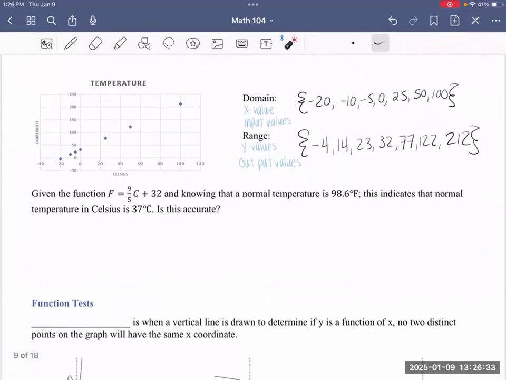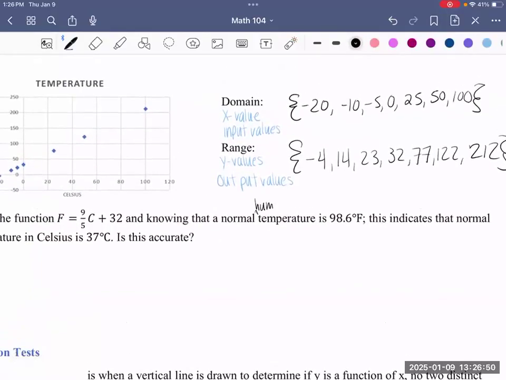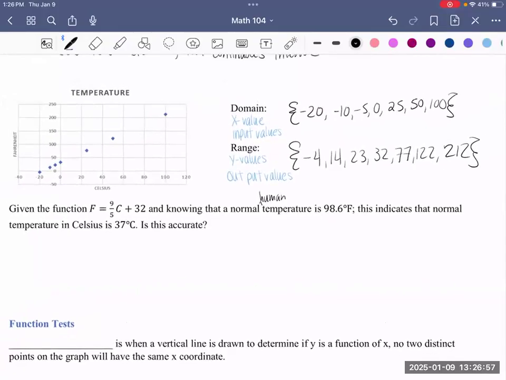Now, perhaps they've also given us some function to work with. So it says, given the function f of x is equal to 9/5 c plus 32, and knowing that the normal temperature of a human is 98.6 degrees Fahrenheit, they're going to say this is 37 degrees Celsius. Is this accurate? Do we know that to be true?